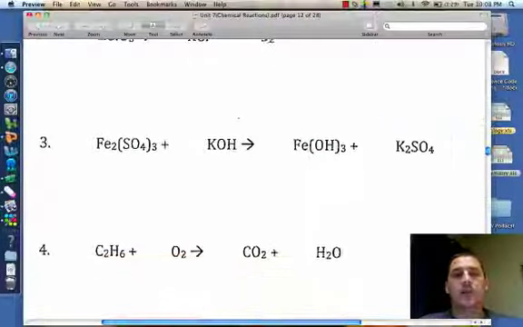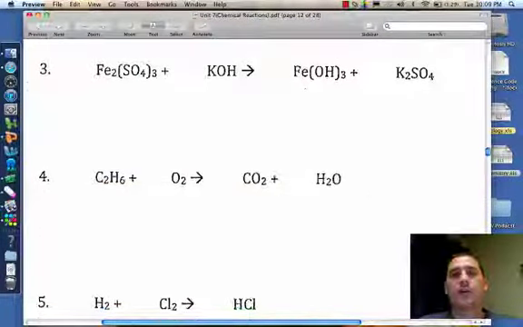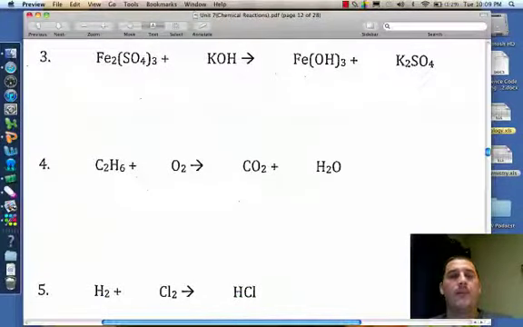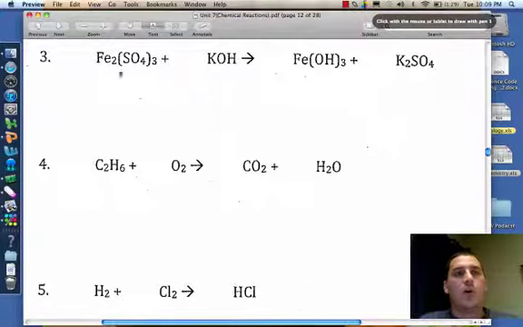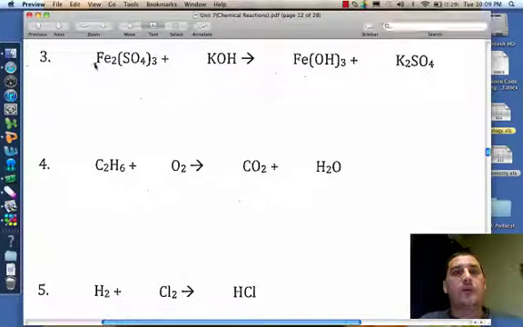This one is a little bit trickier, because now we're dealing with polyatomic ions. Okay, so let's start with the very first one again. We're going to have 2 irons going in. We're only getting 1 iron out. So the first thing we're going to do is we're going to put a 2 in front of this set of letters.